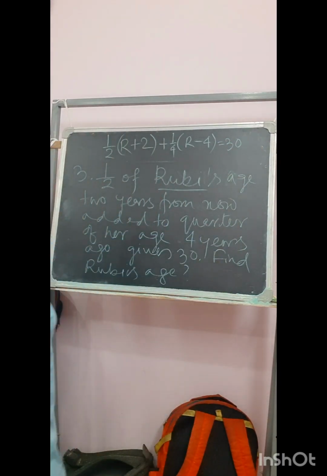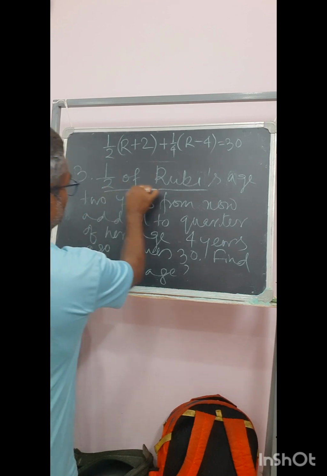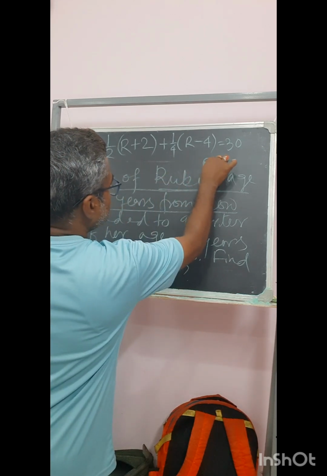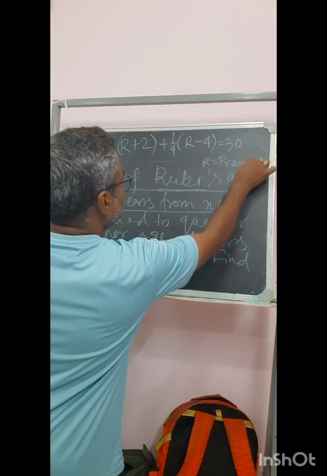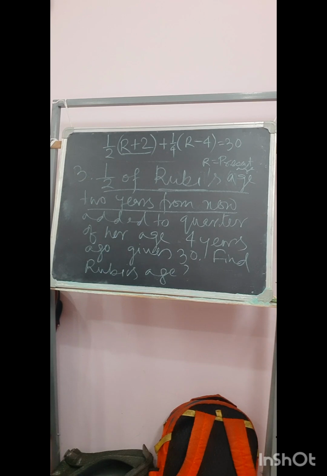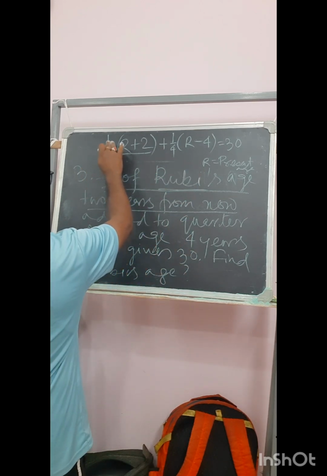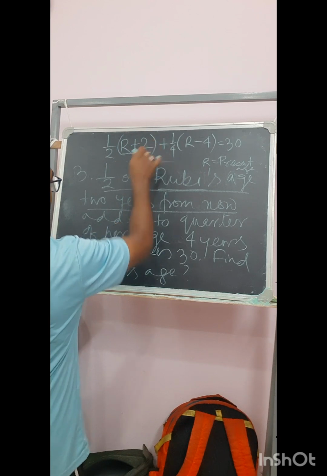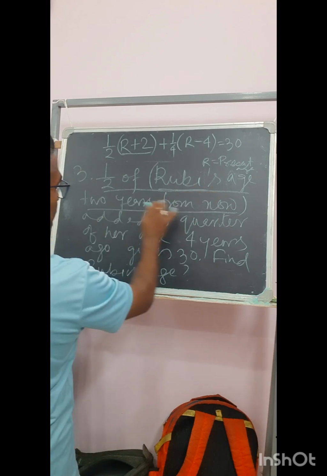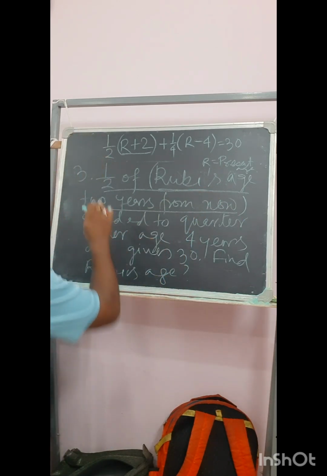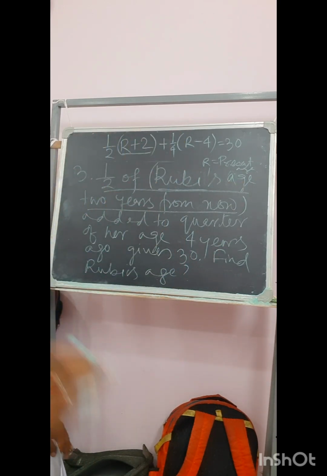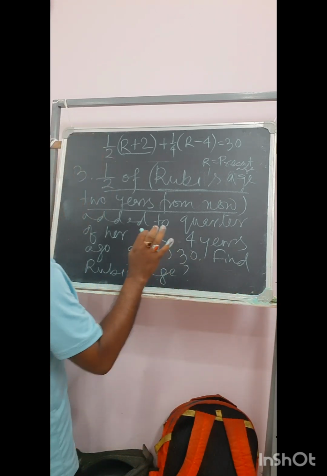Okay, let me explain it first. The condition says half of the Ruby's age 2 years from now. So if I assume that R is the present age of Ruby, then after 2 years her age will be R plus 2. So don't do half of the present age plus 2, because half of this is coming under one bracket. Ruby's age 2 years from now, you have to read it like that, not half of Ruby's age now plus 2, then your thing will go disastrous. Okay, read the equation very carefully.